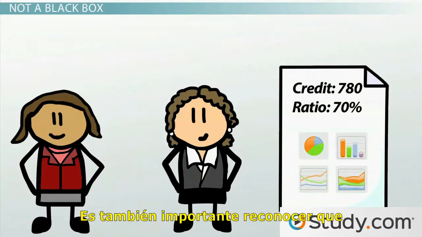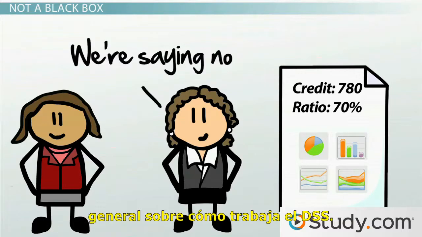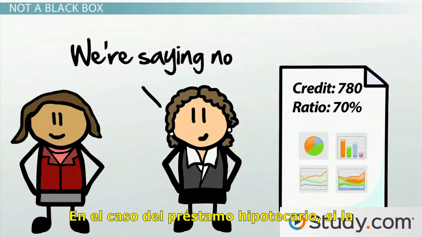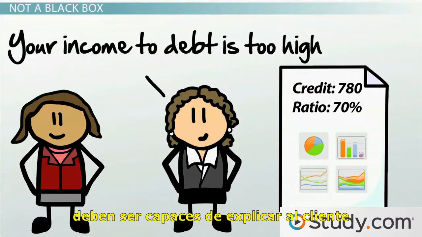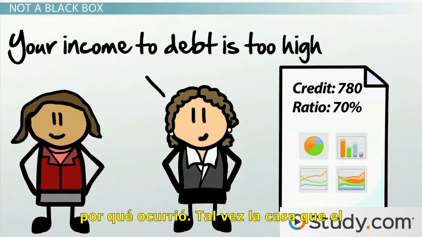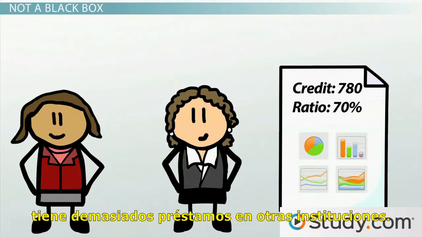It is also important to recognize that the user needs to have some general knowledge about how the DSS works. In the case of a mortgage loan, if the application is denied, the bank employee should be able to explain to the customer why. Perhaps the house the customer wants to buy is a bit too expensive relative to their income, or they have too many other loans already.